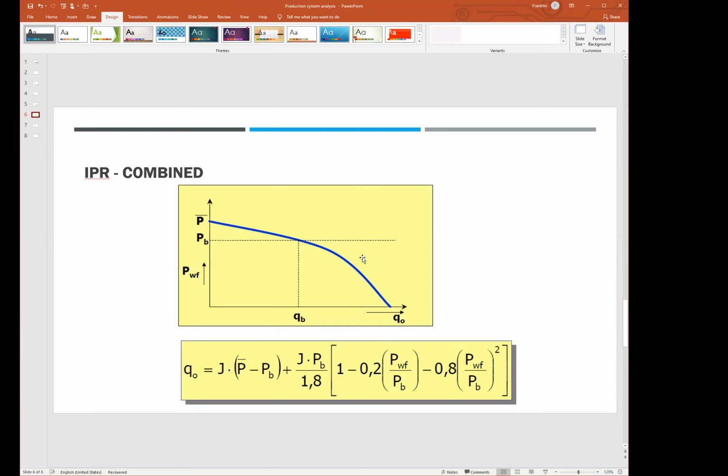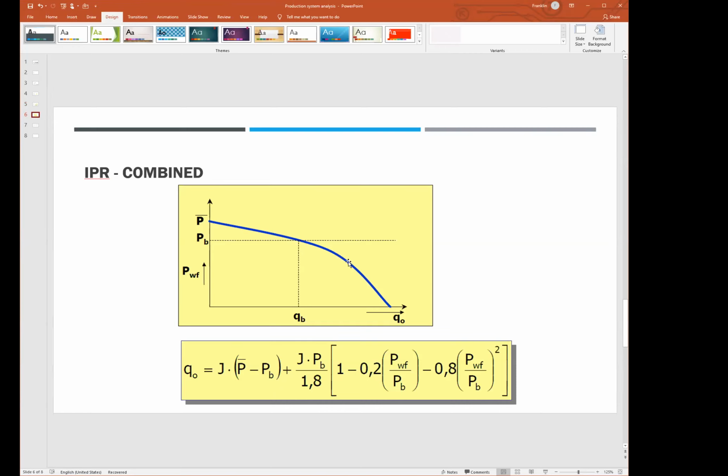We have Fekete, we have Darcy. There are many models to define an IPR for saturated reservoirs. But in essence, what all the models or even the software do is use these combinations. Everything that is above the saturation pressure is going to be linear, and you're going to be using Darcy or any other way to obtain a productivity index.